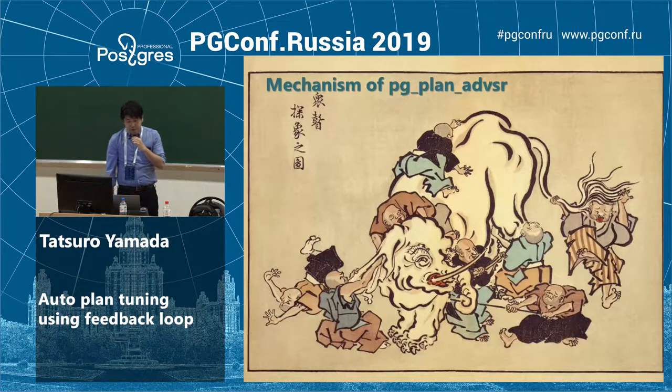Next, let me talk about the mechanism of the new extension named PG Plan Advisor. I developed an extension named PG Plan Advisor as a POC and tried the idea. The idea, so to speak, is controlling the estimated rows. So I used ancient control engineering that I learned 20 years ago, that is feedback loop. On the next page, I'm going to explain the rough concept of the extension using feedback loop briefly.